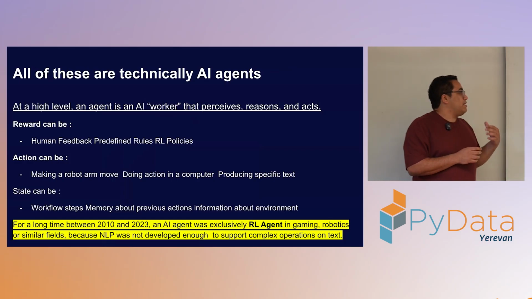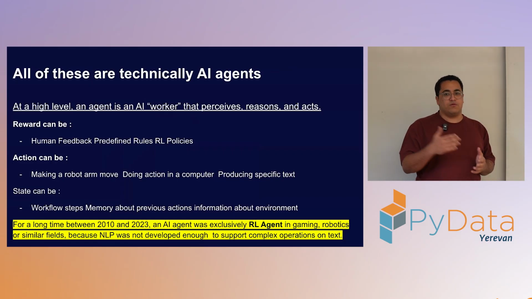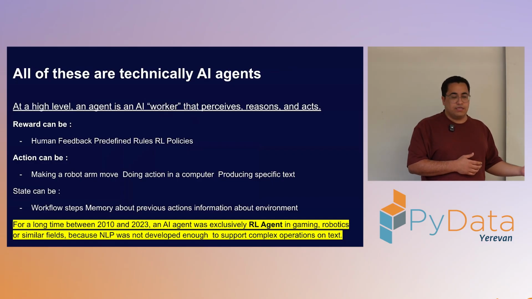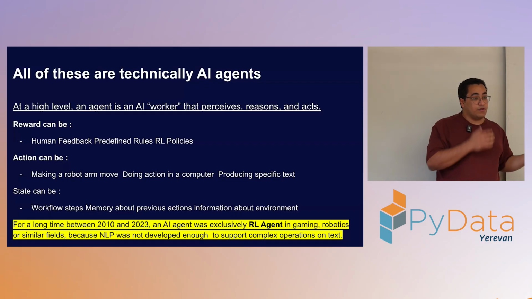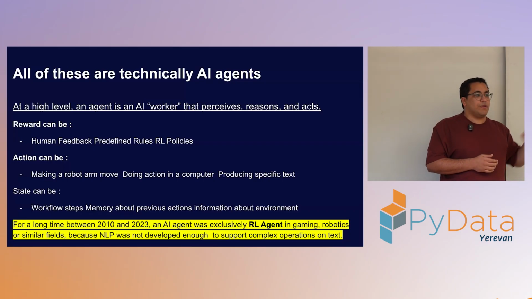As an idea, our agent is a worker that can perceive, it can somehow read the environment around it. This environment can range from text documents, videos, your UI screen on your phone or laptop, and so on. It can reason somehow and make an action based on this reasoning. The reward can be human feedback, predefined rules, or reinforcement learning policies. The action can be anything from making a robotic arm move, doing an action on your computer, and so on. And the state can be the workflow steps, let's say you're doing any workflow automation, up to something about a real environment with sensors.